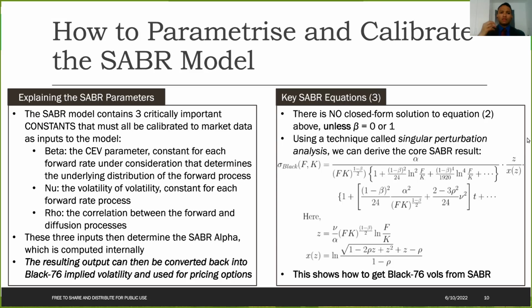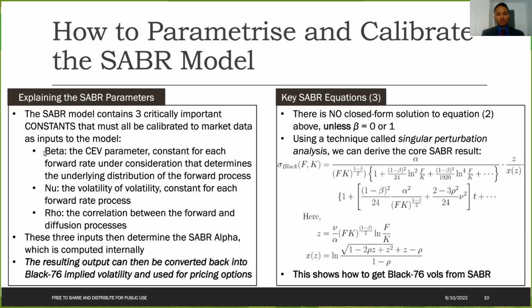So these parameters have to be calibrated, and one of them is implied from the calibration process. So you have three critically important constants, as I point out here, and then you have one parameter which comes out of the actual calibration process. It is implied by the model. You don't necessarily need to compute it yourself. It will come out of the model calibration process.